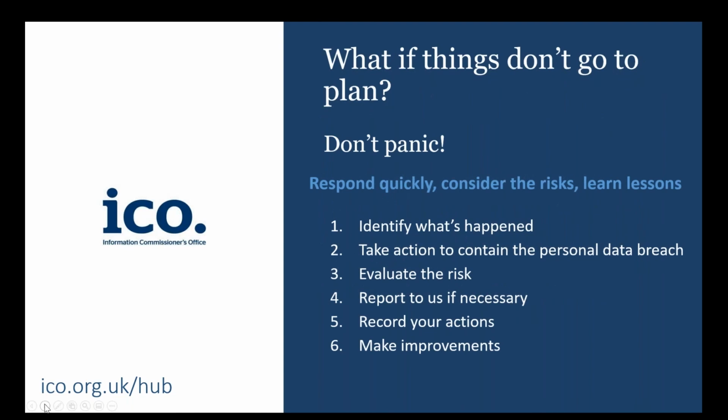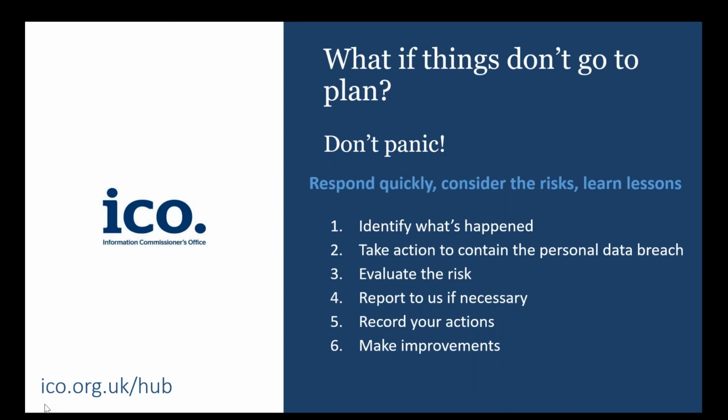Another thing to keep in mind is don't panic if things don't go to plan. When things do go wrong, or maybe you make a mistake, it is important to respond quickly, consider the risks, and learn something from it. If something goes wrong and you have a personal data breach, your top priority should be to contain and mitigate the breach. Take action to reduce the risk of harm to the affected people. A personal data breach must be reported to the ICO if it puts people at risk. Risk would be where there's some detriment to people's life, which is above minor stress or inconvenience.